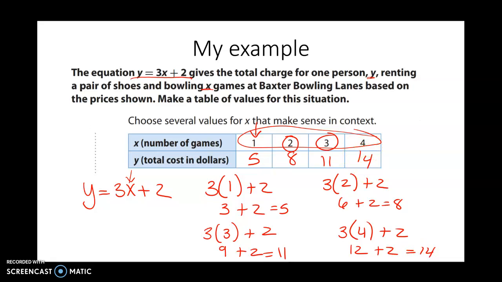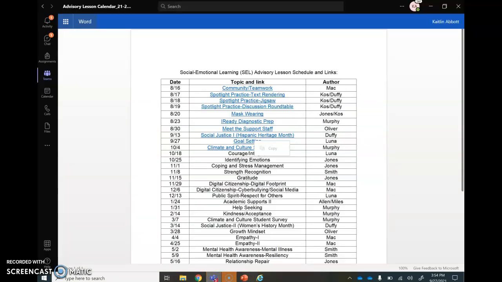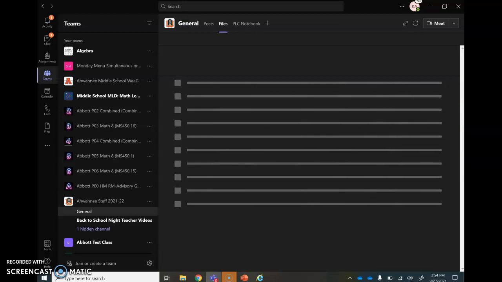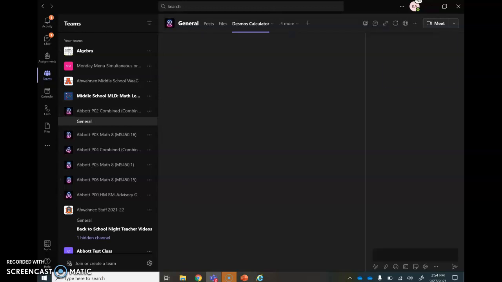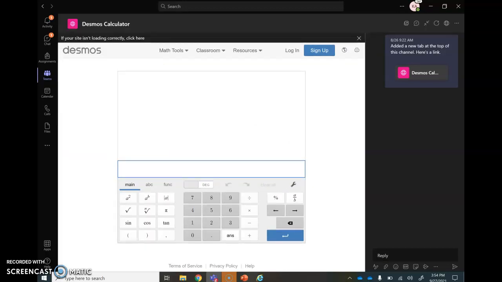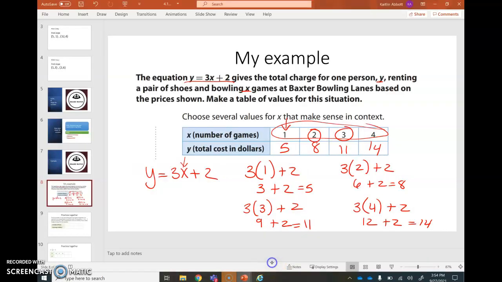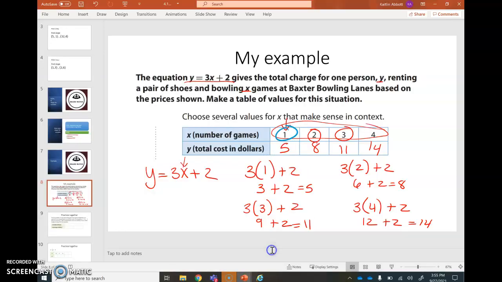So you could do these by hand. You could do these in the calculator. And in the calculator, you can use Desmos. So go to Teams, go to our team, go to Desmos Calculator. Or you can type into Google Desmos Scientific Calculator. And then we're going to go 3 times our first number, which was 1. 3 times 1 plus 2. Look at that, gives you 5. That was our first answer.